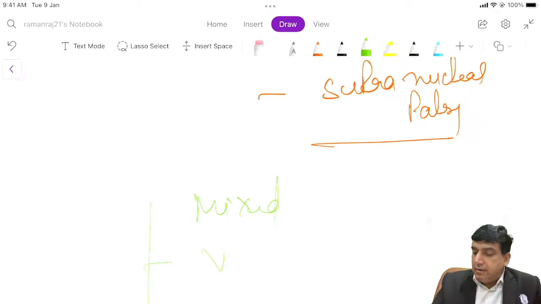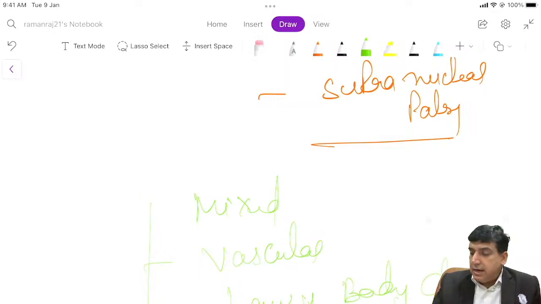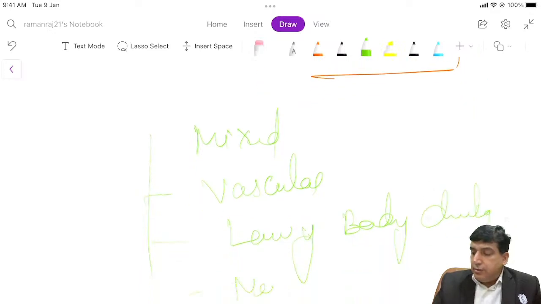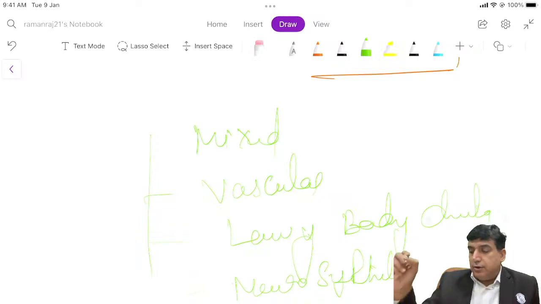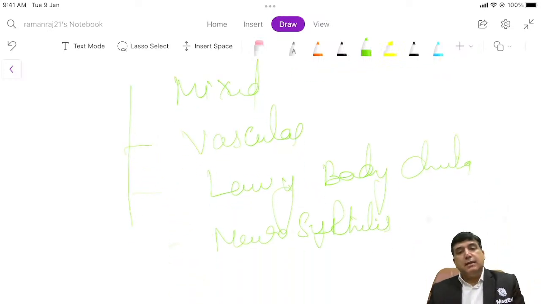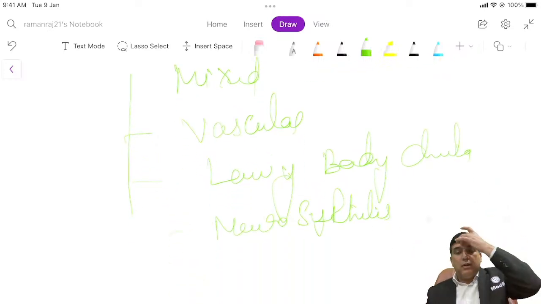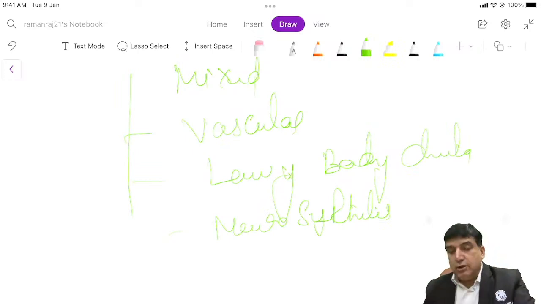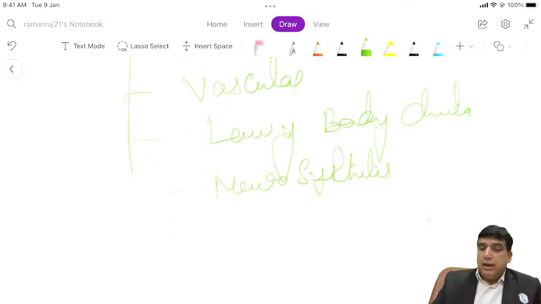In mixed dementia, we have vascular dementia, Lewy body dementia, and neurosyphilis. These are the mixed. The most common type of dementia is what? Alzheimer disease. This area also they ask.